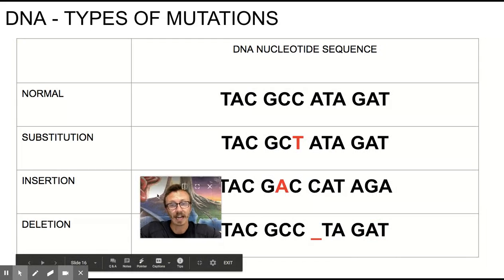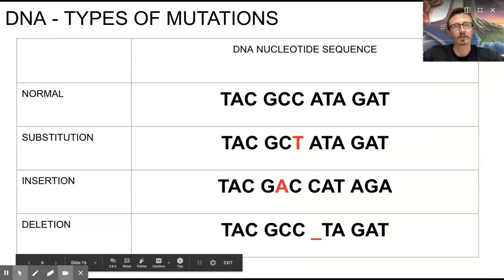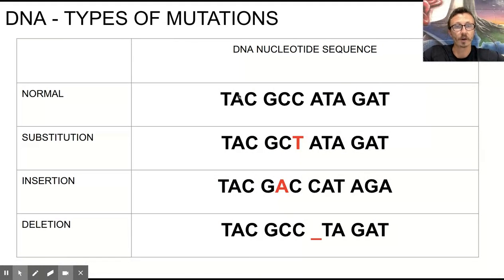Now, there are different types of mutations, and I've got some of them listed right here, right? So maybe this is the original code, right? And maybe a mutation occurs and we've changed the C to a T. We changed cytosine to thymine. This would be a substitution mutation.